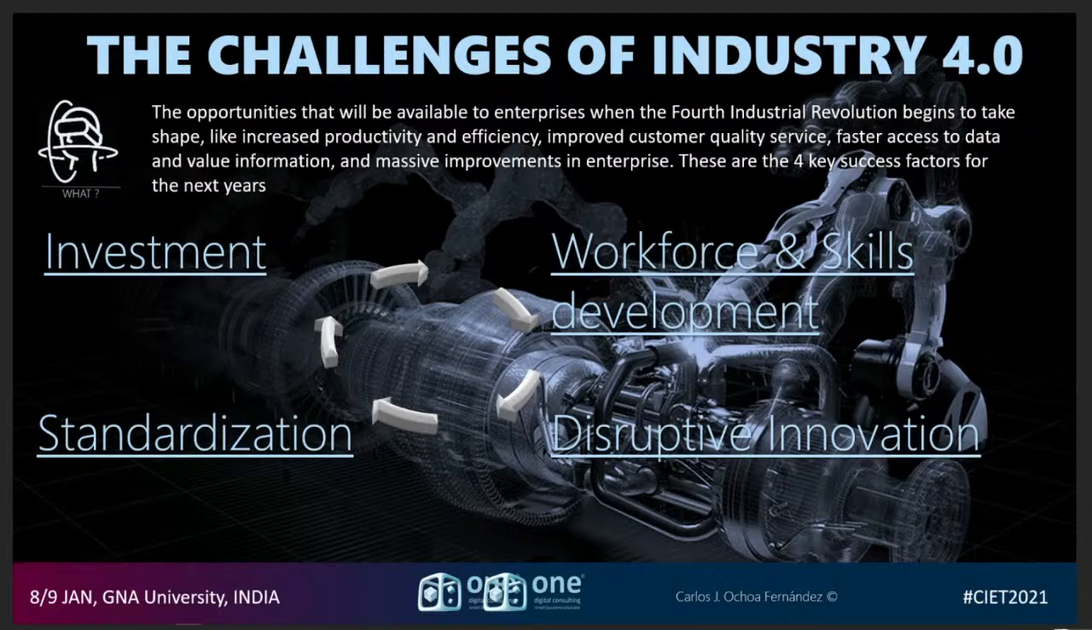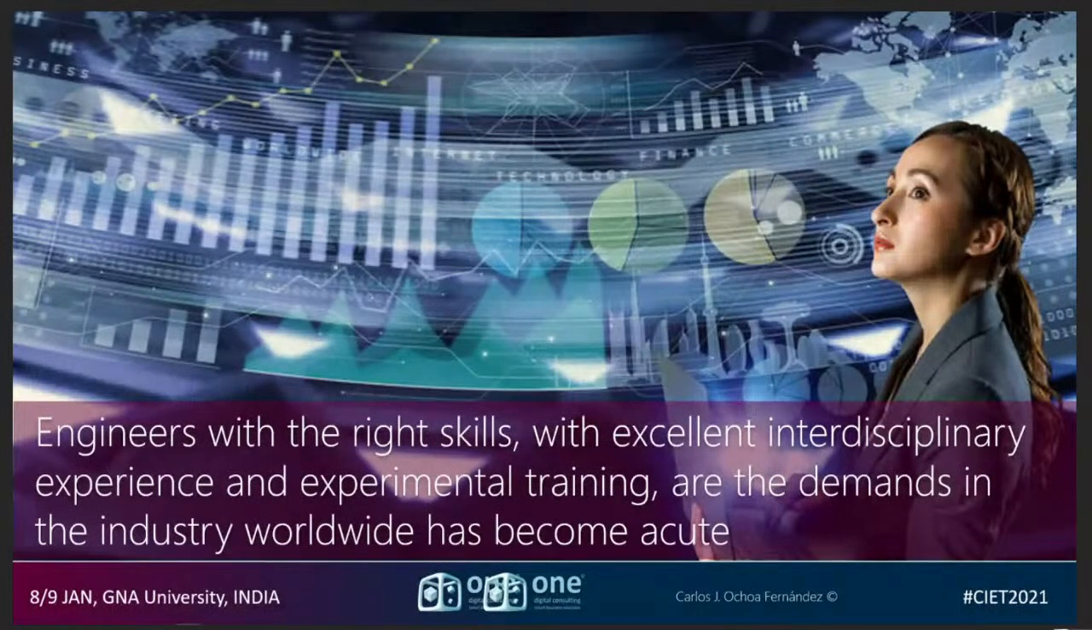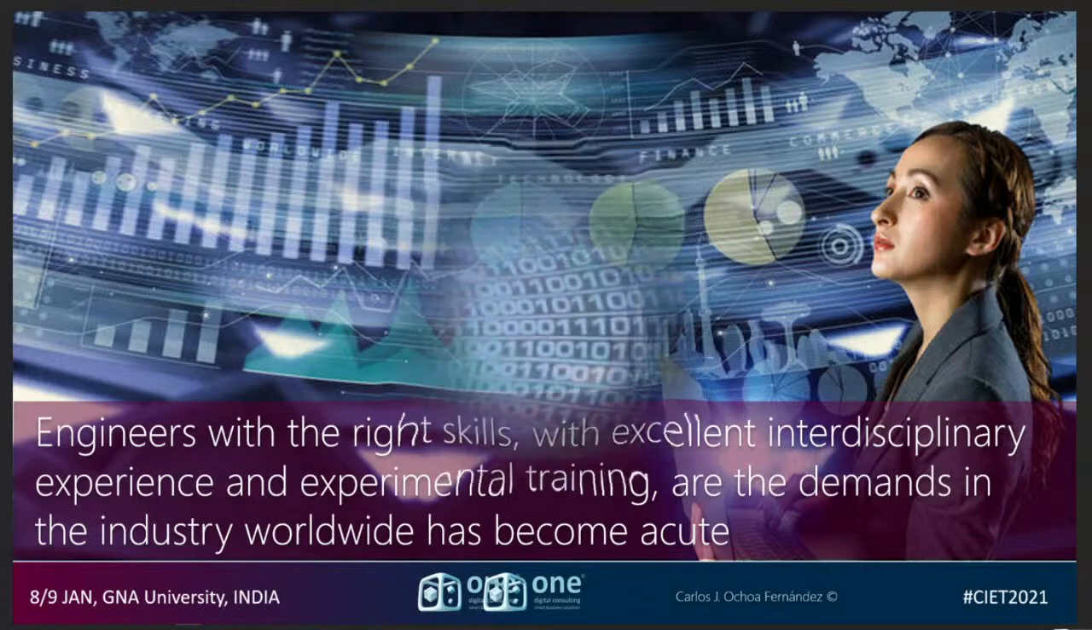And this is really a problem in virtual reality and the different providers of different technologies. And for sure, last but not least, this rapid innovation is empowering exponential technologies. A majority of companies agree that there are several key technologies that will accelerate the transformation process, and we will focus on that. So finally, we can say that engineers with the right skills, with excellent interdisciplinary experience and experimental training are the demands in the industry that have become acute.